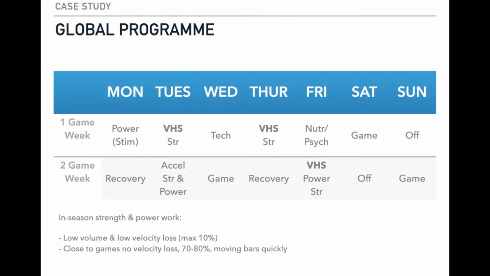This was all supported by an integrated approach to strength and power development alongside it. Because it was in season, we kept that strength work at a low volume, and we made sure there was low velocity loss, under 10% velocity loss in his working sets. Close to games, on the Tuesday session, we'd make sure there was no velocity loss. We'd have the bars moving quickly, around 0.55 to 0.6 meters per second. So it was in that 70 to 80% intensity range, so we wouldn't accumulate a lot of fatigue.